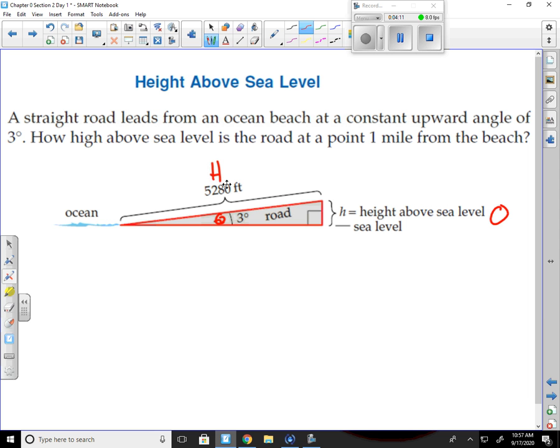Opposite over hypotenuse means that I'm going to use the sine function. My angle is 3 degrees, so sine of 3 is opposite over hypotenuse. That's h over 5280. Solve by multiplying both sides by 5280. That's going to give you h equals 5280 times the sine of 3.